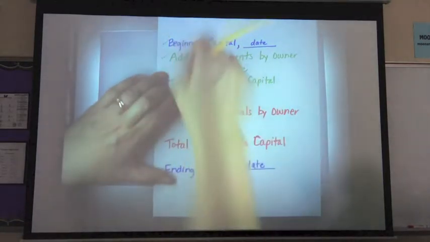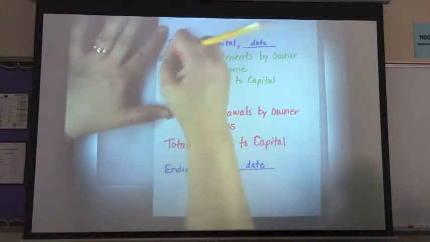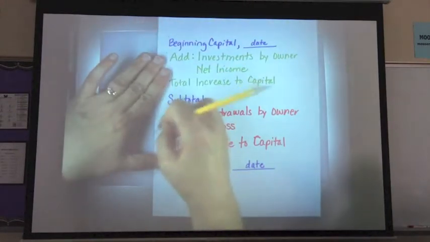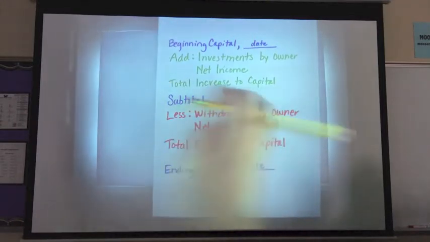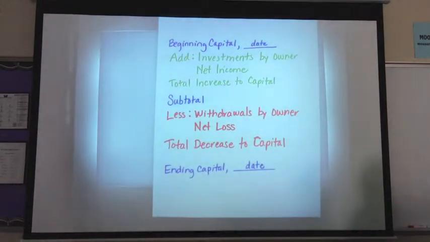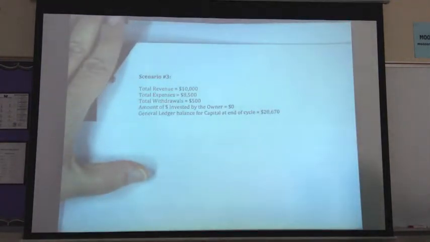All right, one last scenario. I want you to erase your check marks or put them off to the side. And our last scenario, let me switch the page here. I'll zoom in so you can see it. Whoops. We have 10,000 in revenue, 8,500 in expenses, withdrawals of 500, owner investment of 0. Check the lines that you think you would use in your statement of changes in owner's equity.